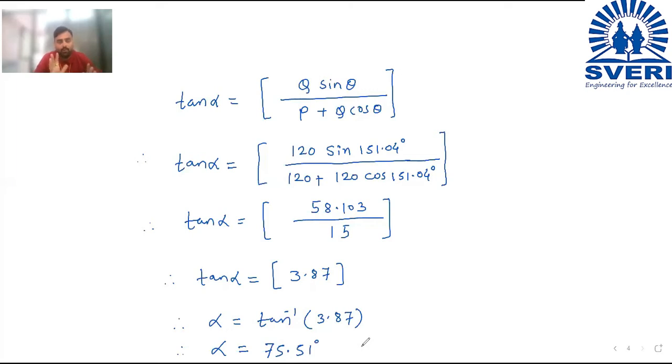So have you now got the idea? So two forces are there. P is 120 kilonewton. Q is this force. Q is 120, and the resultant R is 60. So the angle between P and Q we have found out it is 151, and alpha is how much? 75. Okay.